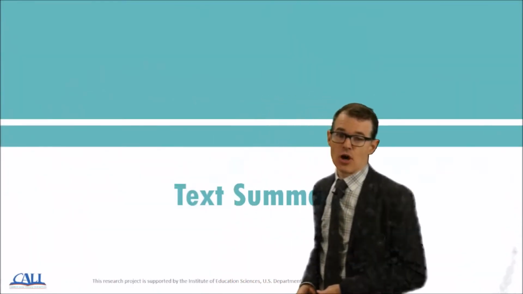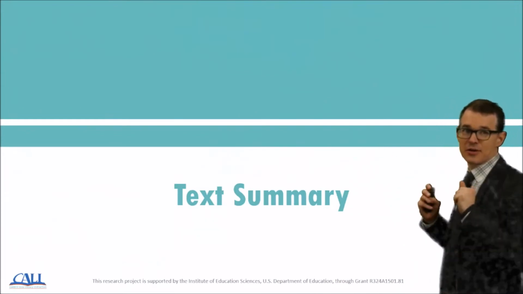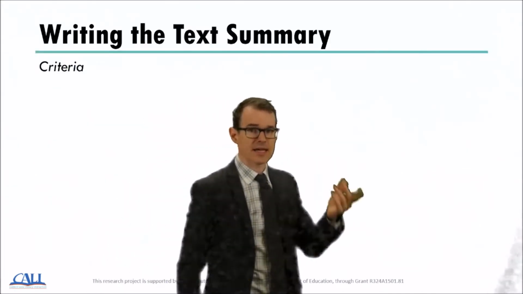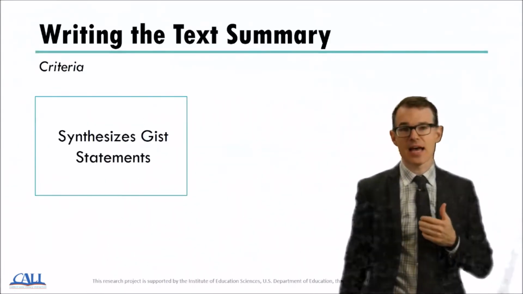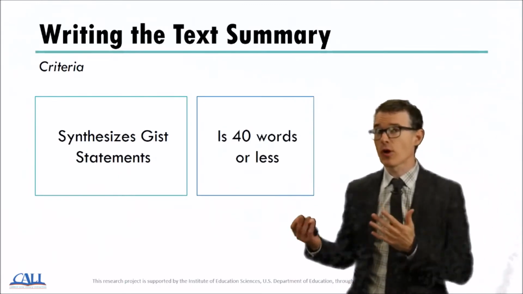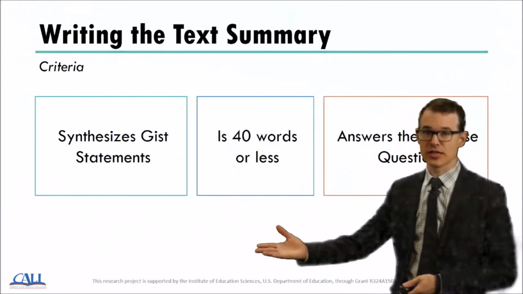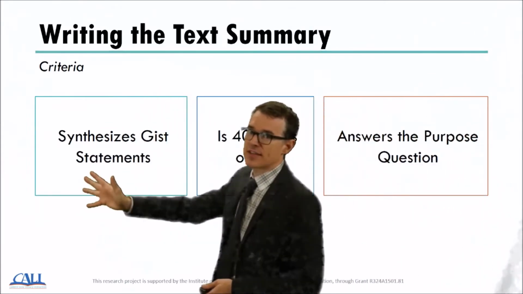So I said we'd talk about text summary. So here it is, text summary. Let's talk about how to get students to write a text summary. The criteria for writing a text summary is that 1, it synthesizes the gist statements. 2, it's 40 words or less. We give students some more words to do this. And finally, it answers a purpose question. And what this does is it sort of puts everything together.